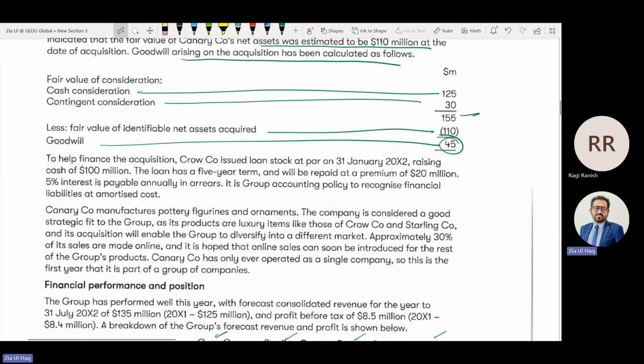To help finance the acquisition, the company needs money to buy this. Crow Company issued a loan stock at par on 31st January 2022, raising cash of $100 million. The loan has a 5-year term and will be repaid at a premium of 20 million. 5% interest is payable annually in arrears. It is group accounting policy to recognize the financial liability at amortized cost. What is this? Loan stock.